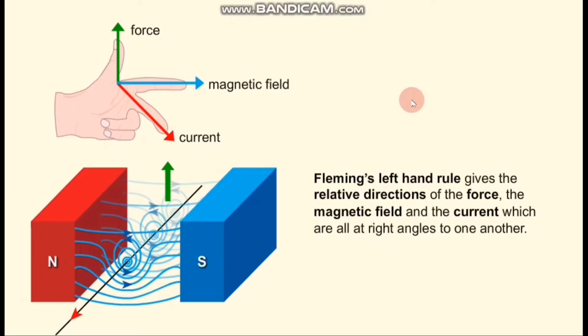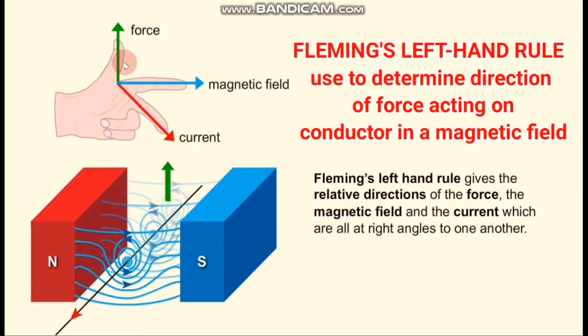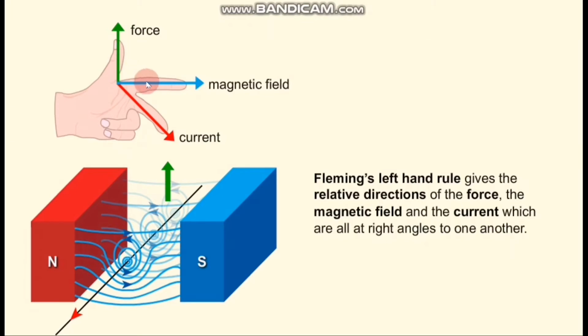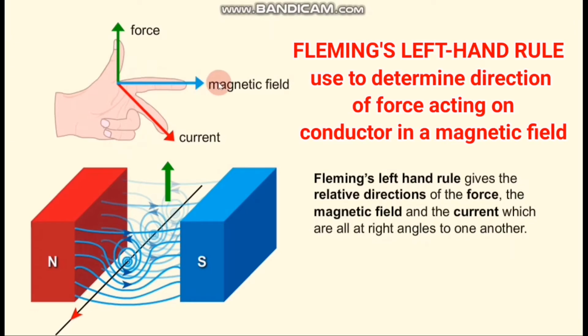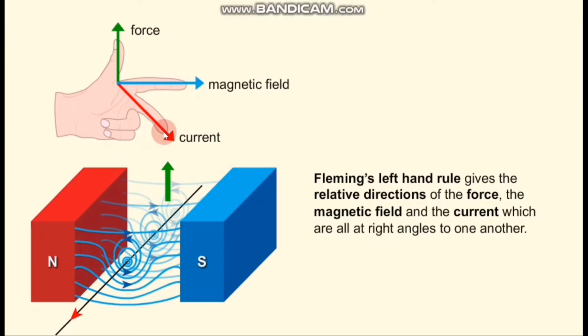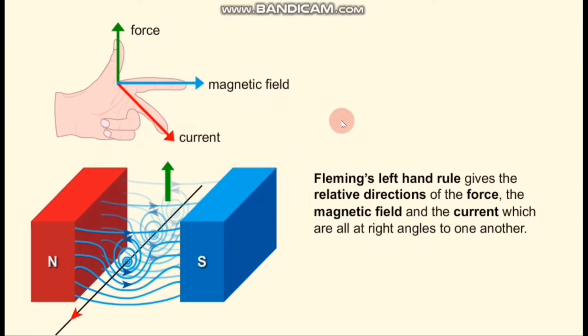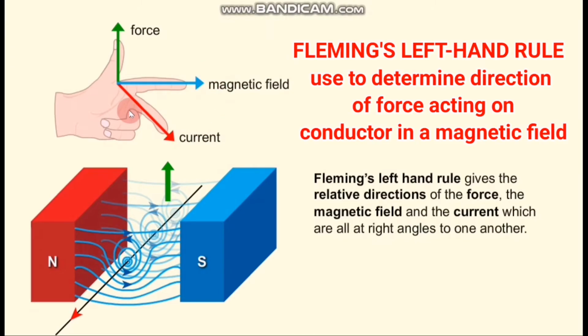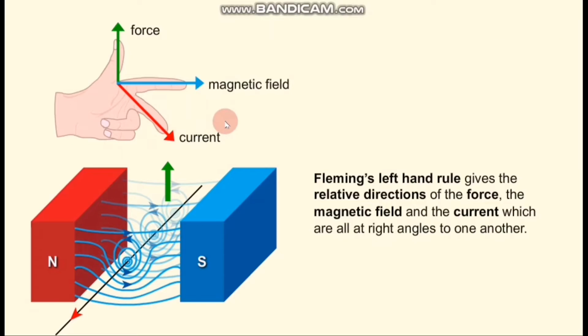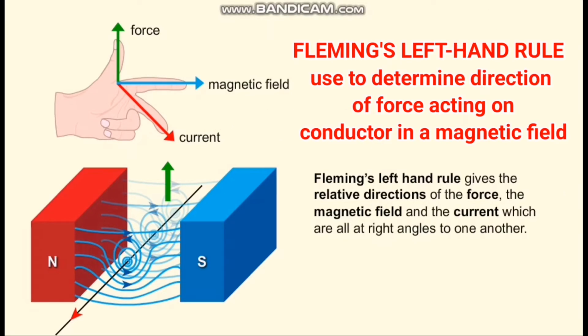So everyone, this is the rule which we apply behind all this. It is called Fleming's left-hand rule, where the thumb indicates the direction of force acting on the current-carrying conductor. The first finger represents the direction of the magnetic field, and the middle finger represents the direction of current along the wire. And this Fleming's left-hand rule gives the relative direction of the force, magnetic field, and the current, all of which are at right angles to one another.